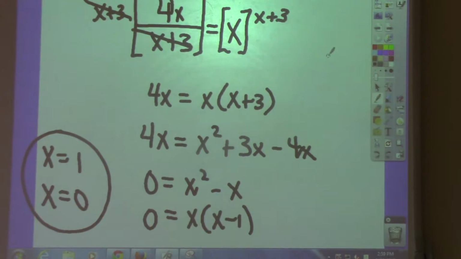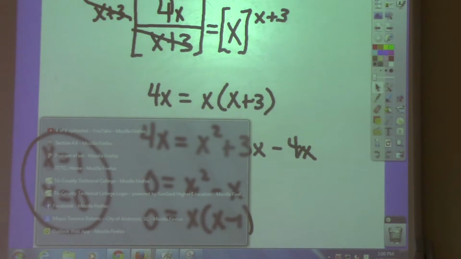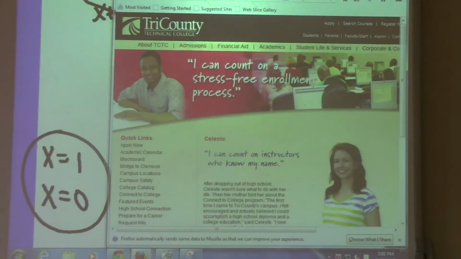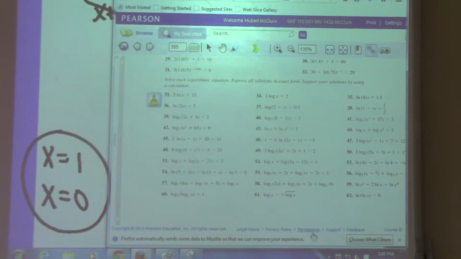Now, make sure you can go both ways. Make sure that you can change a logarithm into an exponent, and make sure you can change an equation into a property, or a property into an equation. You should be able to do that with the homework in 5.4. Those are the questions that I would probably focus on in the book, if you're working in the book.